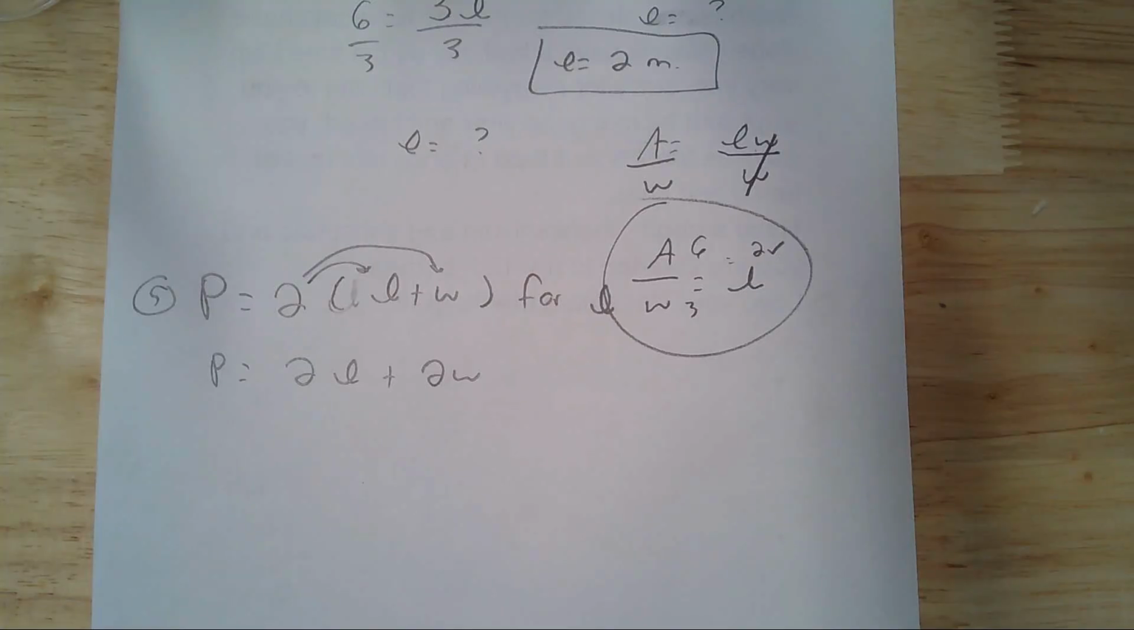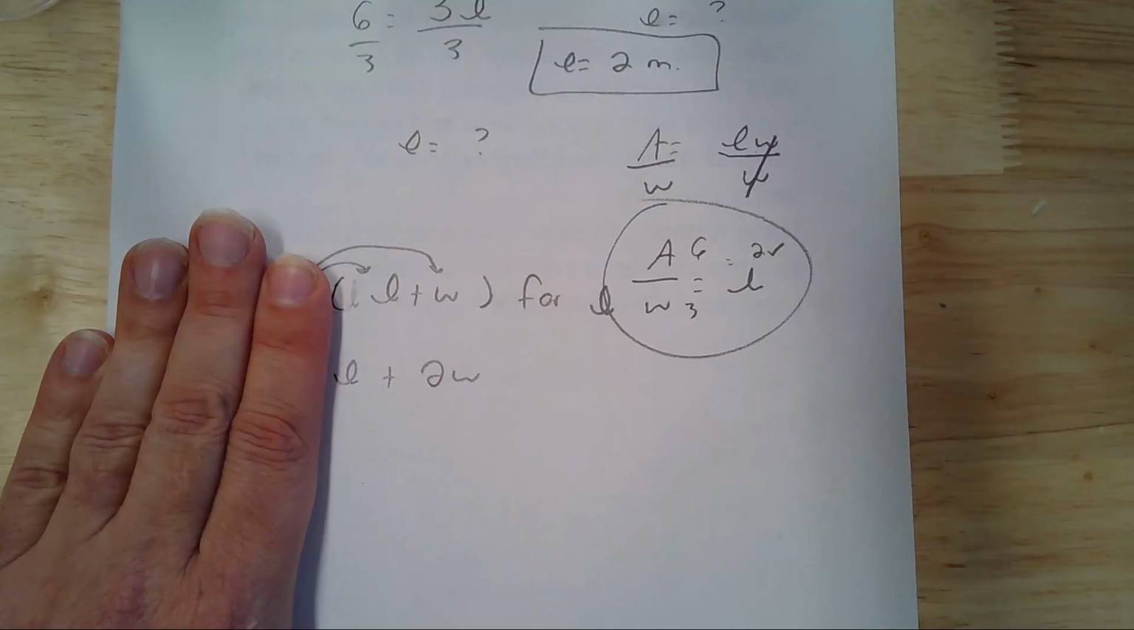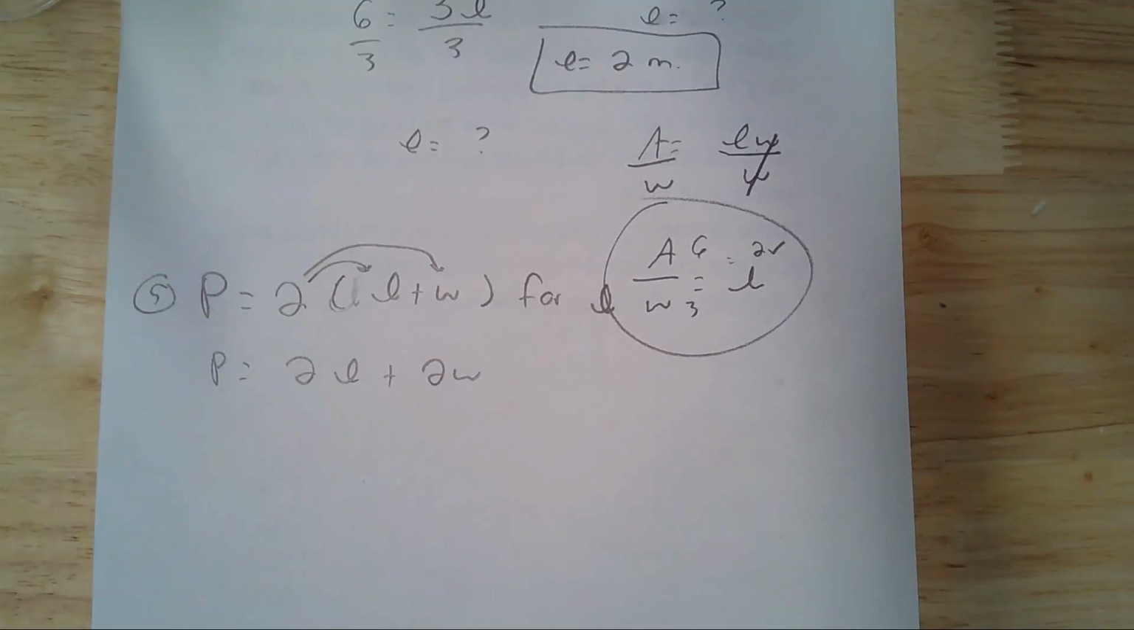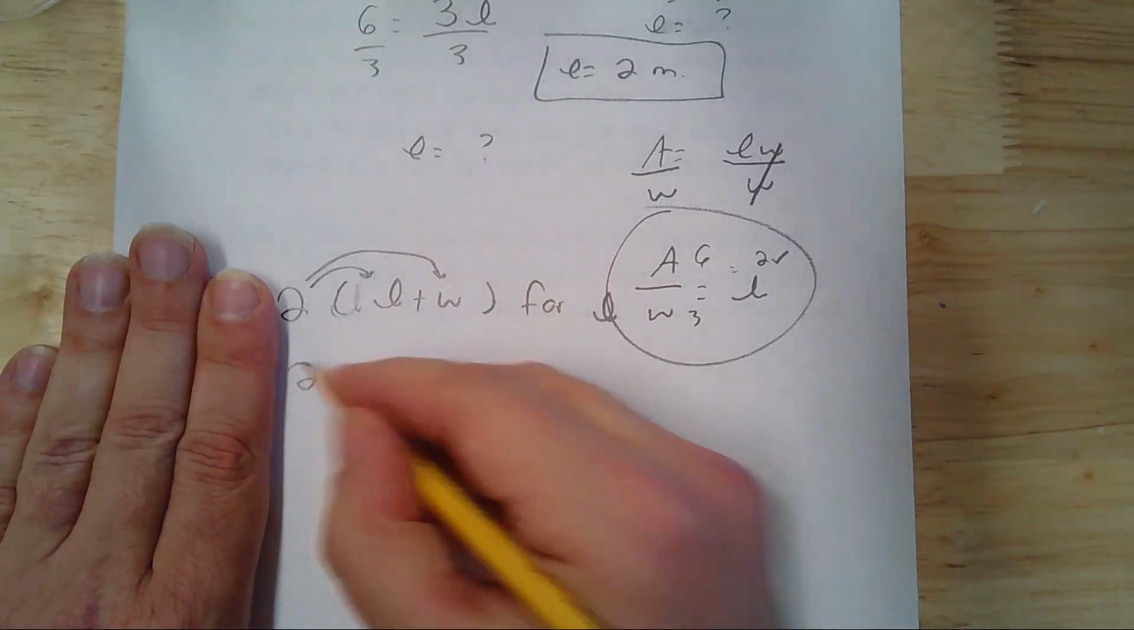I want to solve for L. I want to rewrite for L. What am I doing to L? Multiplying by 2. And what else am I doing to L? I'm adding 2W. It looks kind of like a two-step equation because I'm multiplying it and I'm adding it.